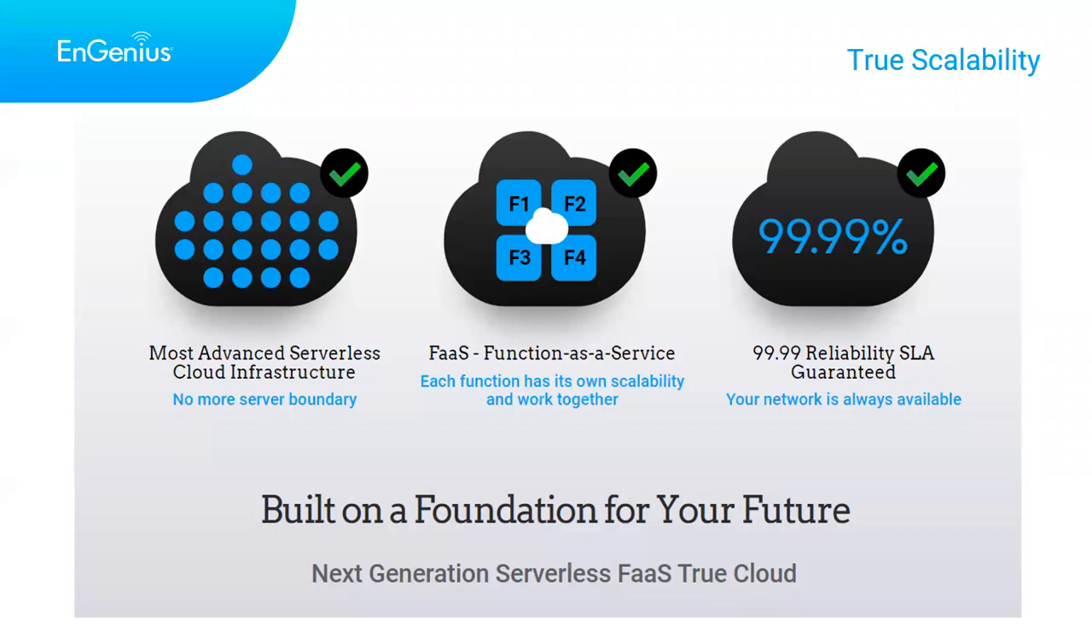With serverless cloud infrastructure, we use a feature called function as a service, or FaaS. Basically each function that you use within the cloud has its own scalability, and they all work together. What this allows us to do is to scale really, really high or scale really low very quickly. The system also allows us to provide a 99.99 reliability service level agreement, or guarantee, I should say. So your network is always up.